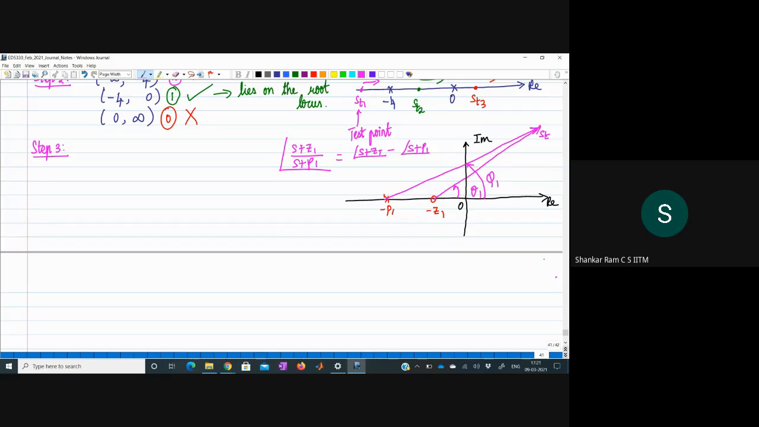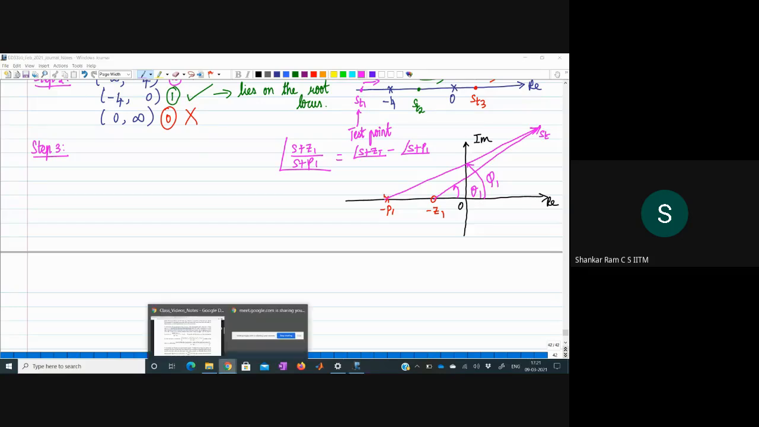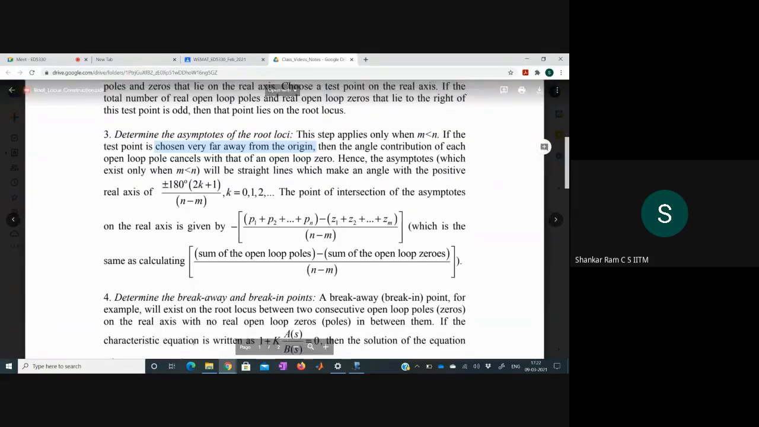So now imagine that this S_T goes to infinity, farther and farther away from the origin. So what will happen? We can see that theta 1 and phi 1 will almost become equal. I'm sure all of us can appreciate the fact, and that is the reason why we say that as we go further and further from the origin, the angle contribution from each open loop pole is going to cancel off with the angle contribution from each open loop zero. So that is the reason behind this statement.